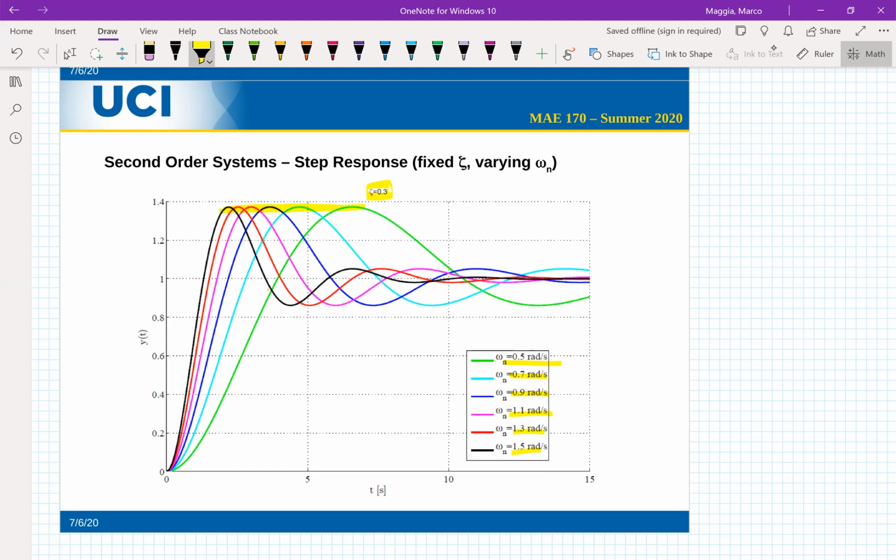So we're going to talk about rise time. So since the value of reference is always y of t equals 1, let's say that if you have a higher natural frequency, you're going to cross the one line sooner rather than later, but you're always going to reach the same peak if the damping ratio is the same.